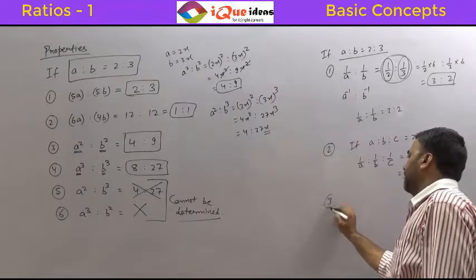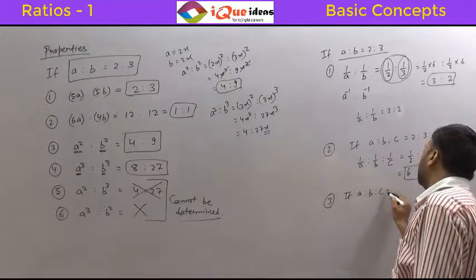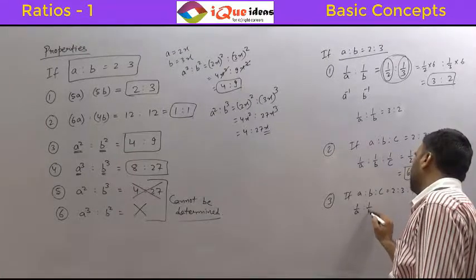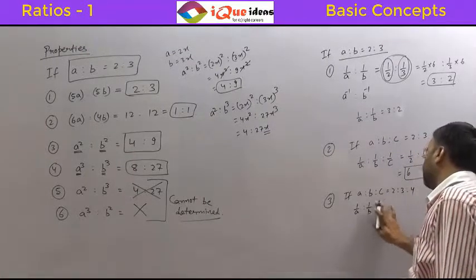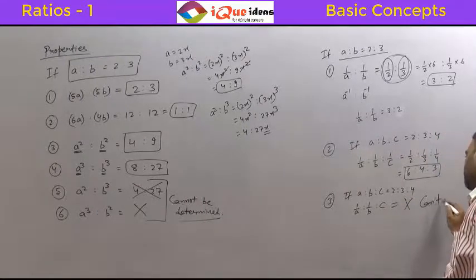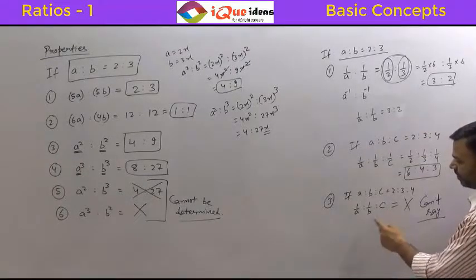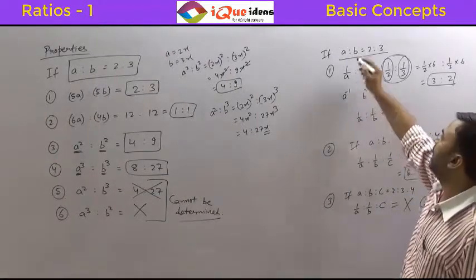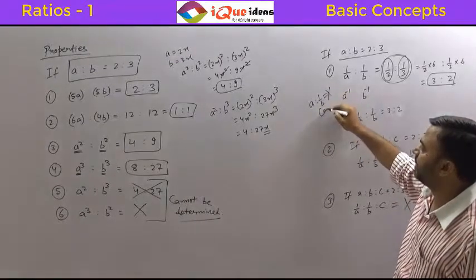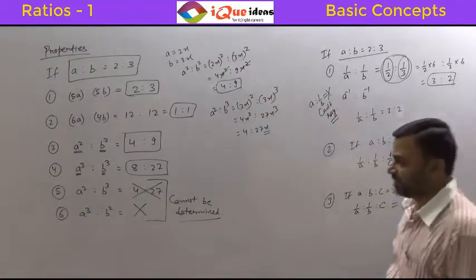So for example, if A is to B is to C is 2 is to 3 is to 4, then what is the value of 1 by A is to 1 by B is to C, let's say, for example? We say that it cannot be determined. Alright? So even if we leave any one of them, we cannot calculate. Similarly here also, suppose we say A is to B is 2 is to 3, then what will be A is to 1 by B? We cannot say anything about this. Alright, be very careful here. Okay, let's take a couple of questions on this.